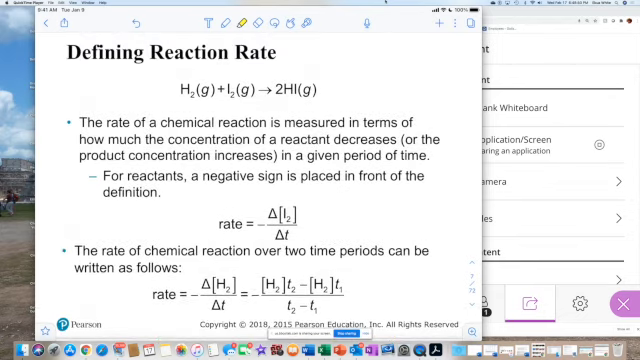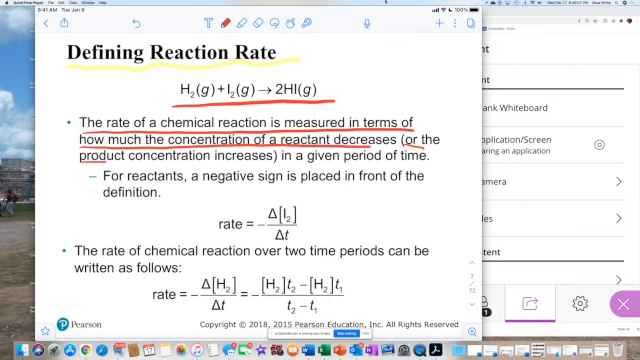Just think about it. Okay, so now we're talking about defining rate. We're defining rate now and going further into stoichiometry. Now we have a balanced equation. We're told here the rate of a chemical reaction is measured in terms of how much the concentration of a reactant decreases or the product concentration increases. Didn't we say this before? Yeah, we're saying it again. But now we're actually going to do something with it. For reactants, a negative sign is placed in front of the definition, like I did before, right? Only now we have a balanced equation.